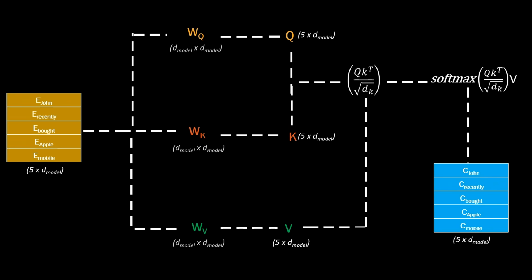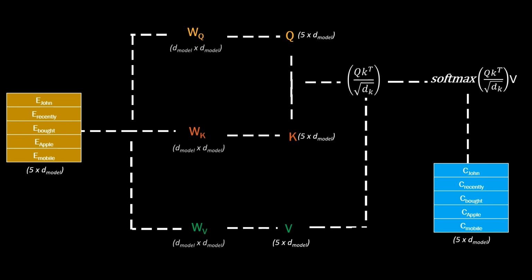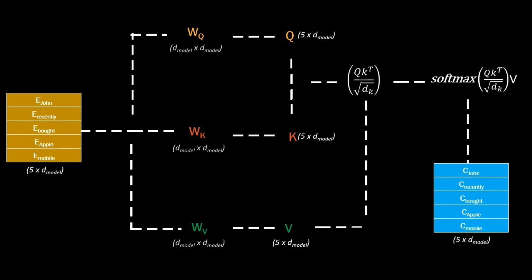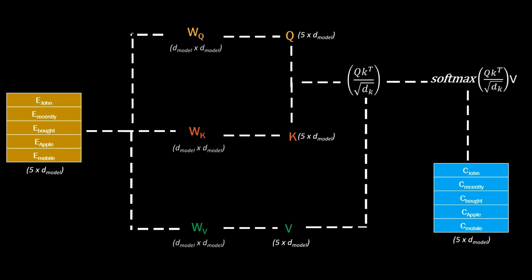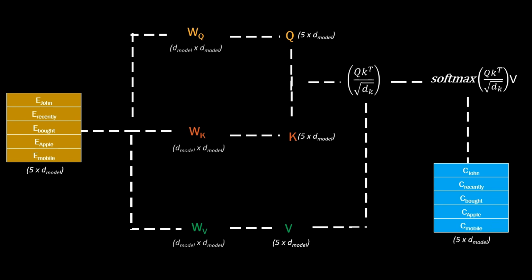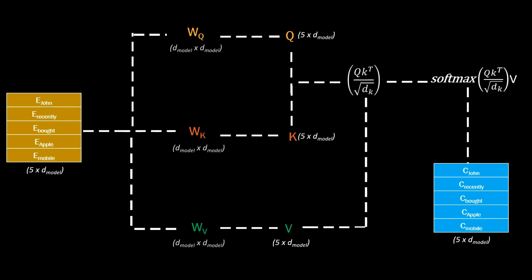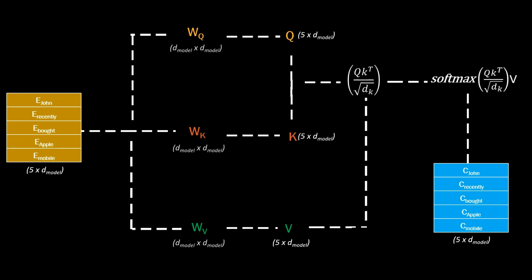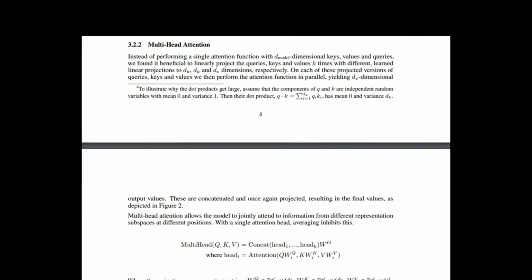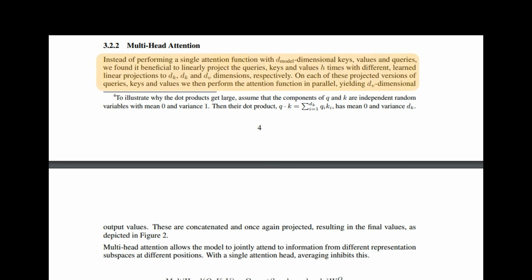Now let's understand multi-head attention. So far, we have seen a single self-attention mechanism that takes embeddings and produces contextual embeddings. But in transformer architecture, instead of using a single attention head, multiple self-attention mechanisms are used in parallel. The idea is that instead of performing a single attention operation to get the contextual embedding, it is beneficial to linearly project the query, key, and value using different learned linear projections, which are lower dimensional, and then concatenate their outputs to get the final embedding.